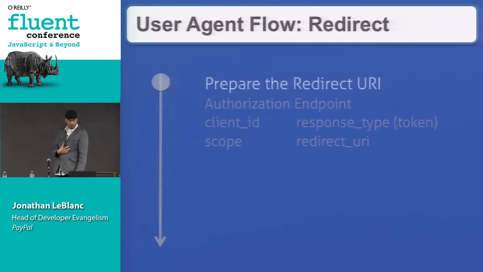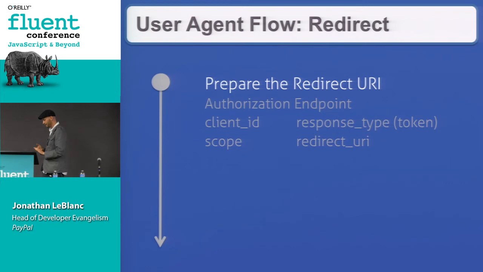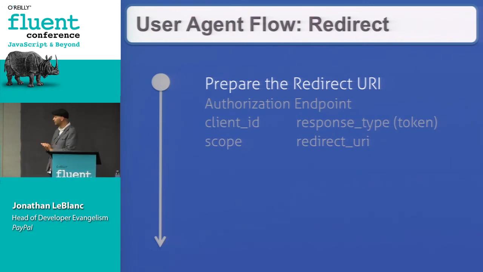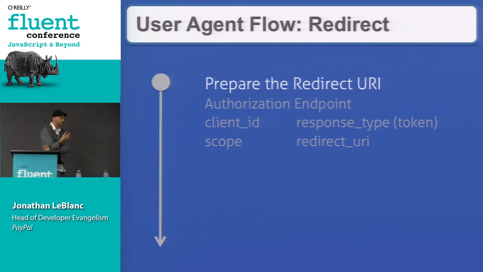So the way that it's going to work is that you'll first prepare a redirection URI. That's the first step. You need to redirect the user for logging in. And what you're going to do is pass through some information to an authorization endpoint. You're going to pass through your client ID. Think of it like a username. Response type of token, scopes.